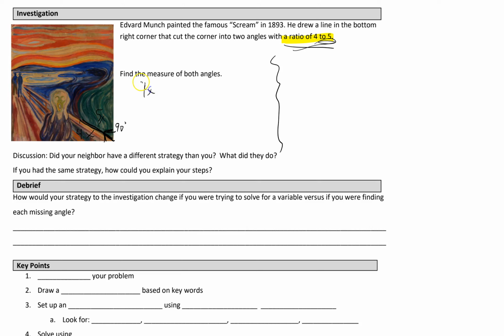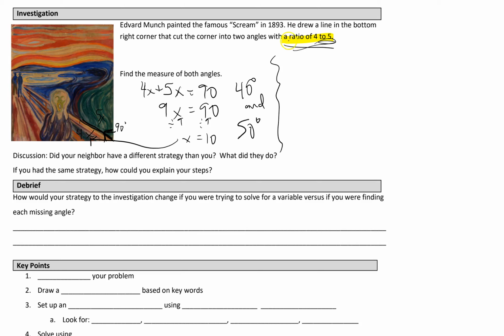So one thing we can do is say 4x plus 5x together, since they're complementary, should equal 90. I can add these two since they're like terms. 9x equals 90, divided by 9. X equals 10. Now we're not quite done. We need to find the measure of both angles, so I'm going to substitute this x back into the picture. 4 times 10 is 40 degrees, and 5 times 10 is 50 degrees. So that's one method, using an equation.